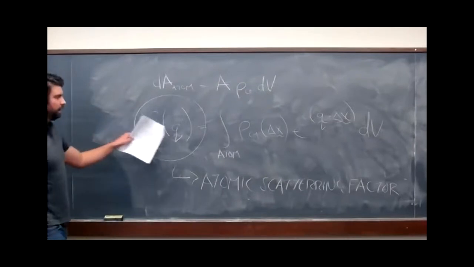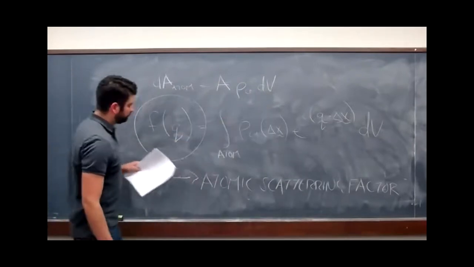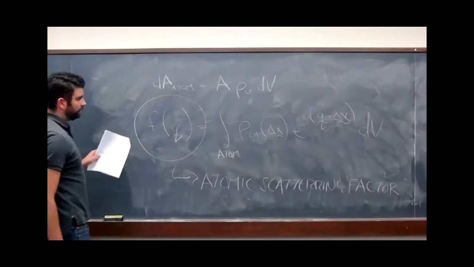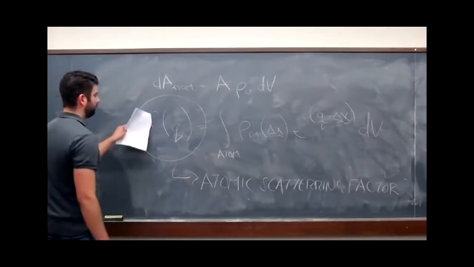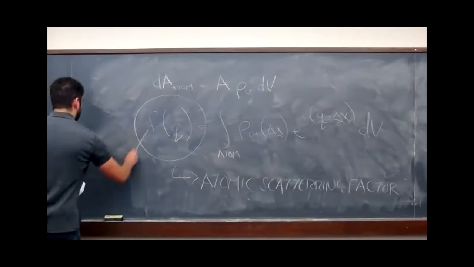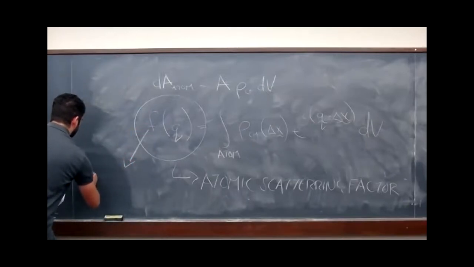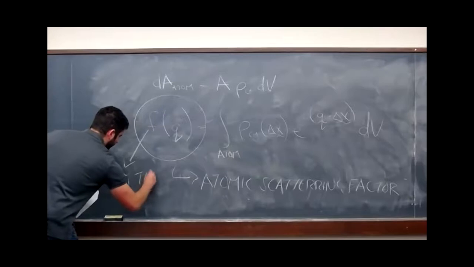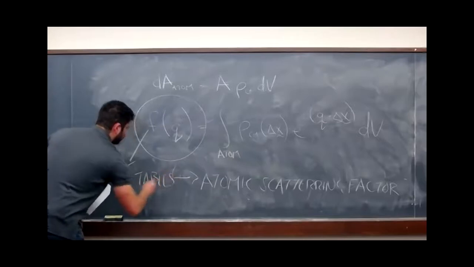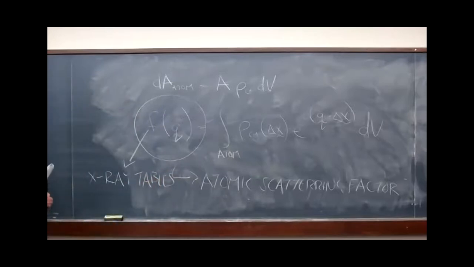So all this is the integrated scattering amplitude from the charge density that makes up an atom. This atomic scattering factor can be found in X-ray tables. This can be calculated, but it's often something that we measure.